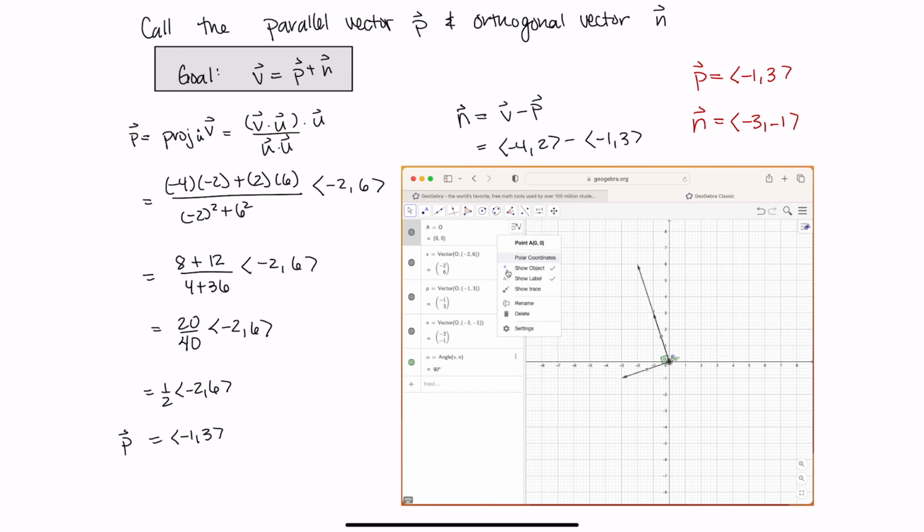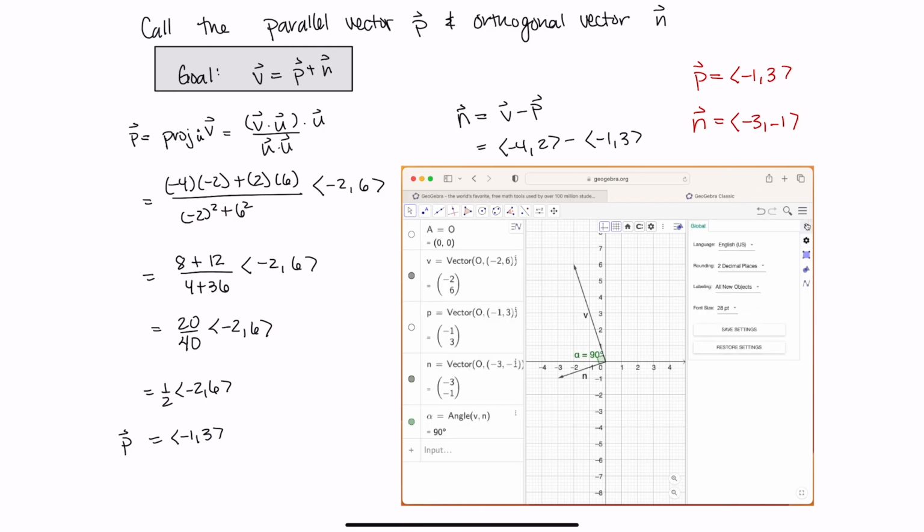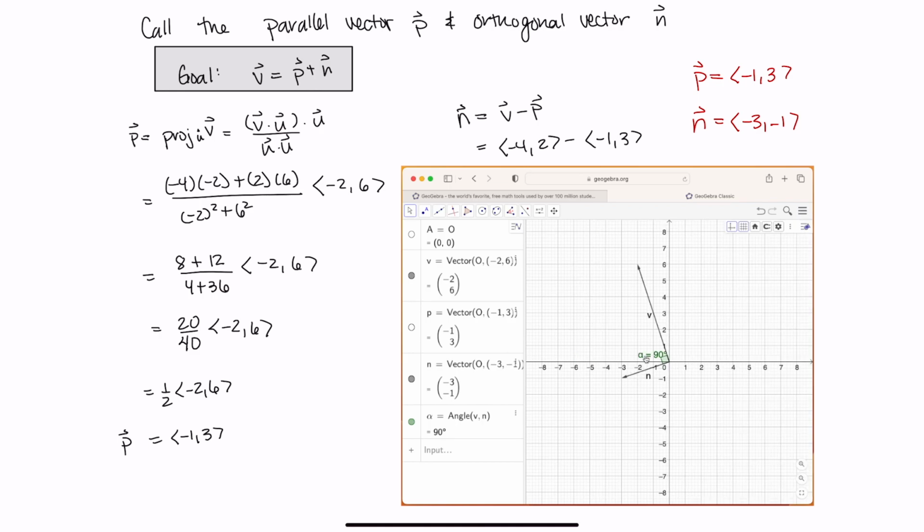And since all these labels are showing up, I'm actually going to hide that point, the origin. I'm going to say right now hide P. We've already verified it's parallel. And then I'm going to go ahead and move this. And why is this still here? I don't want to see this there. Okay, and here is vector V and vector N. And just to make it easier to see, I'm going to make the font much larger, say 28 points. There we are. That should be a lot easier for everyone to see.